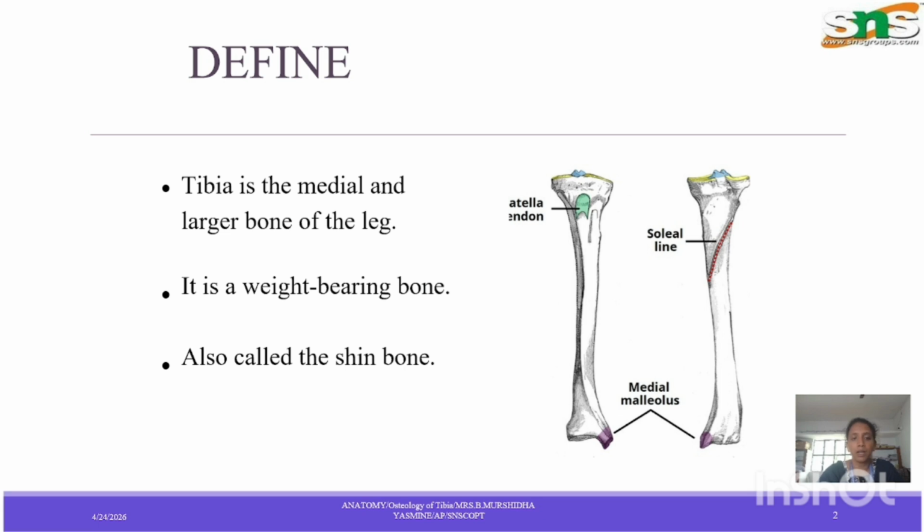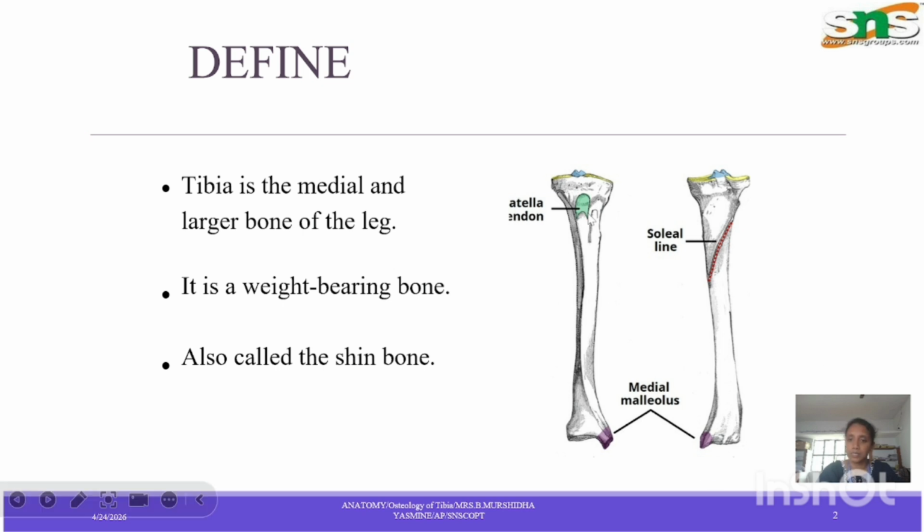Tibia is the medial and larger bone of the leg. It's not located in the thigh. Thigh is completely related to the femur bone, and below the thigh is the leg compartment. So, in that, a medial and a larger bone is called the tibia. It is a weight bearing bone in the human body. It is also called the shin bone.